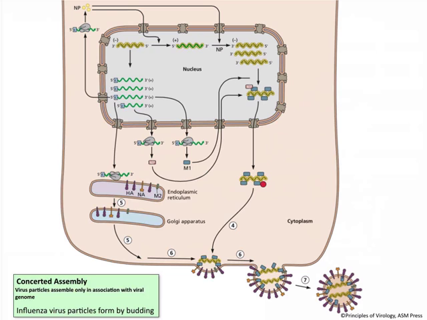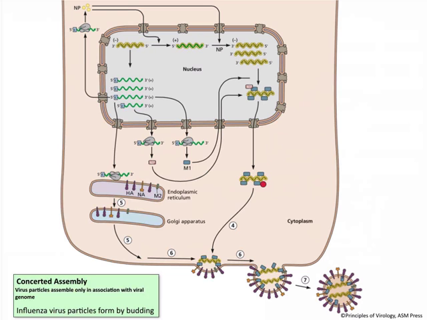So those are all examples of assembly line assemblies, or what we call sequential assembly. You make parts, you put them together to build a bigger and bigger structure. There's also another conceptually different form of assembly, which is called concerted assembly, because it happens all at once. It doesn't happen in stages, although some of the parts are made separately. But the whole virus particle is built in one step, all right?